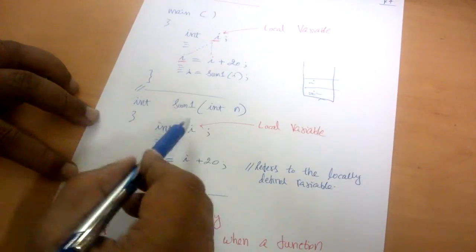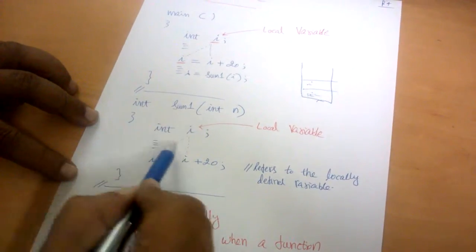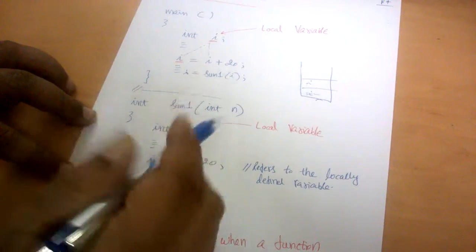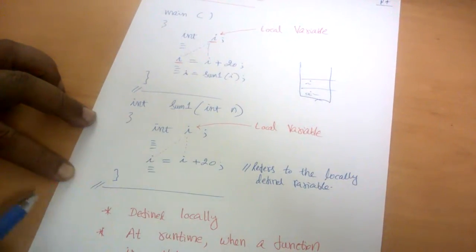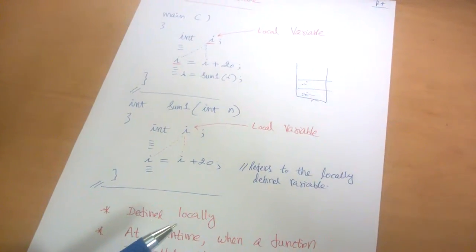So that's what happens when you call sum1. I is used, and when it exits, the whole thing is discarded, and this remains. So that's the concept of local variable.